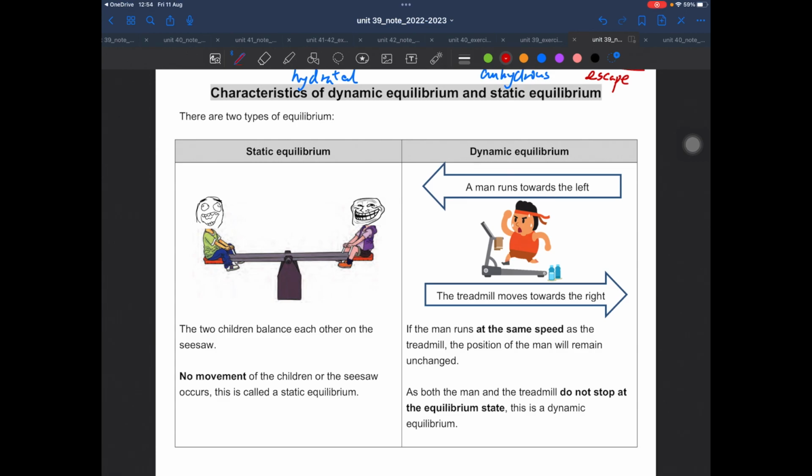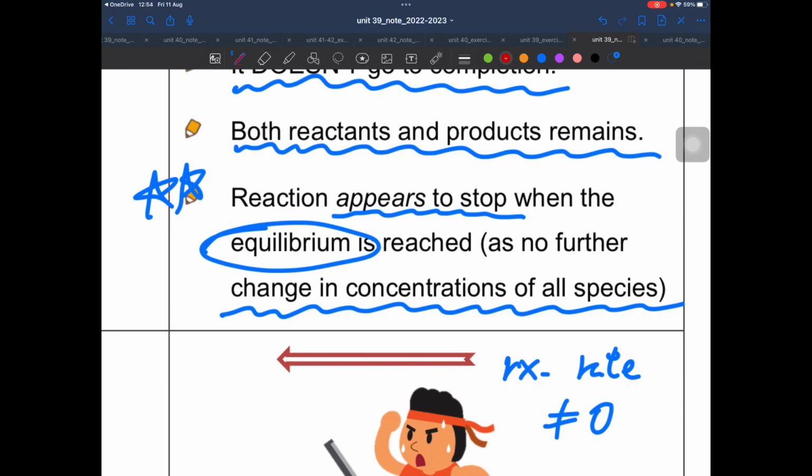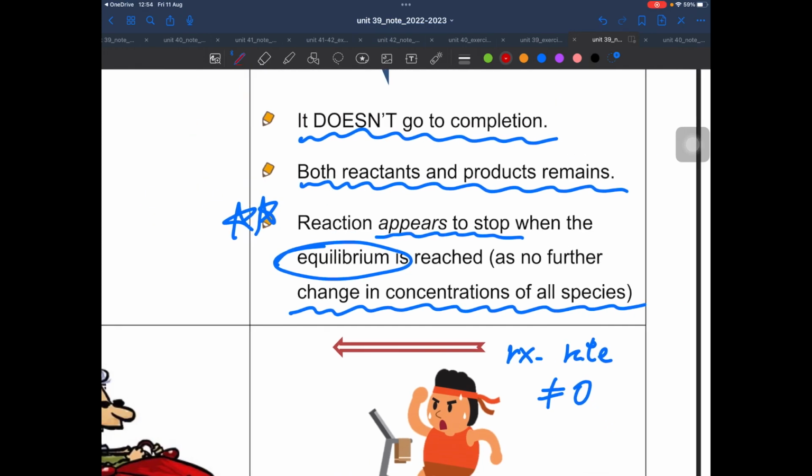I hope you can handle the checkpoint, right? Well, remember in the last page we came across this one. When all concentrations remain unchanged, then the equilibrium is reached, right?